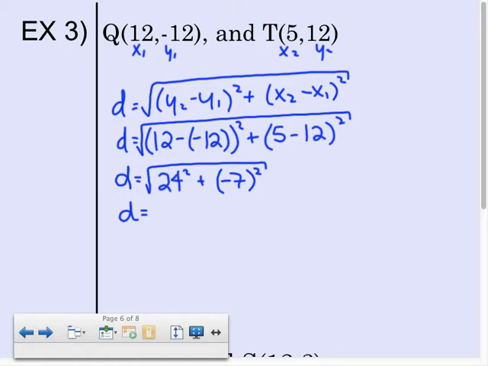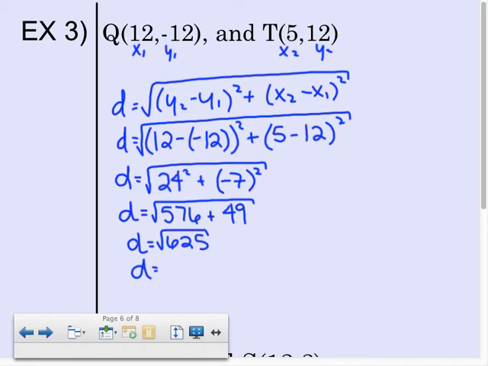24 squared is 576. A negative 7 squared is a positive 49. Whenever you square a negative number, you get a positive number. Add those together and you get 625. 625 is a perfect square. The square root of it is 25.